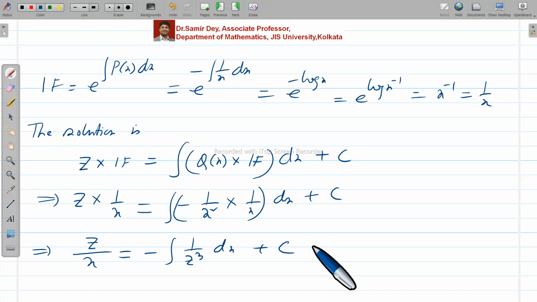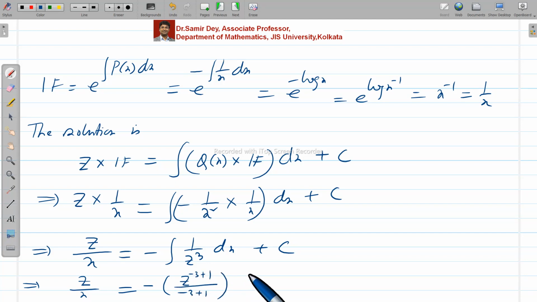Please check. Is it okay? Okay. Now what is your integration part? z by x is equal to minus, x to the power minus 3 plus 1 by minus 3 plus 1, plus c. Okay, clear? Shall I move to the next slide?